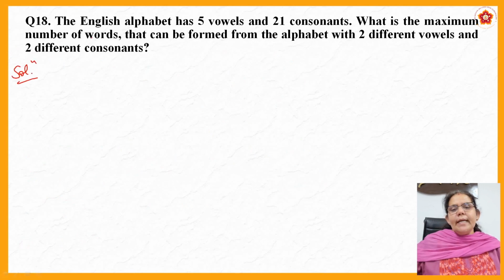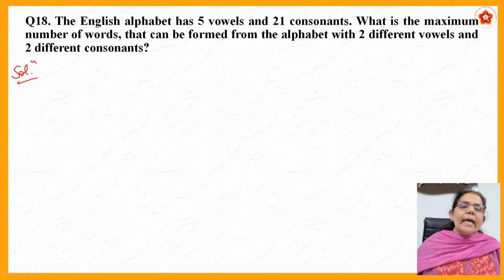We move on to question number 18. In question number 18, it's given that the English alphabet has 5 vowels and 21 consonants. We all know that the English alphabet has 26 letters. Now out of those 26 letters, 5 are vowels and 21 are consonants. So they are asking what is the maximum number of words that can be formed from the alphabet with 2 different vowels and 2 different consonants.